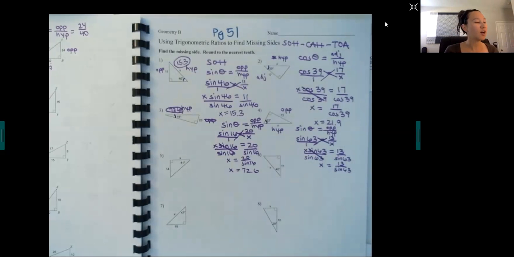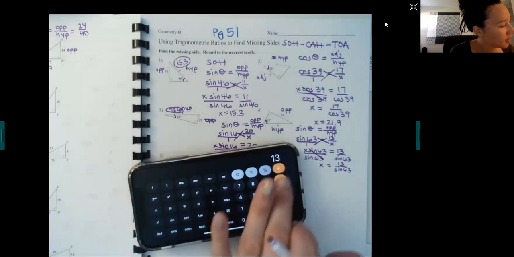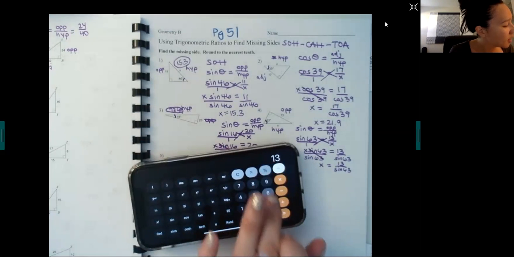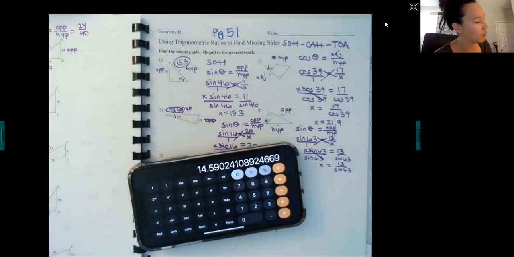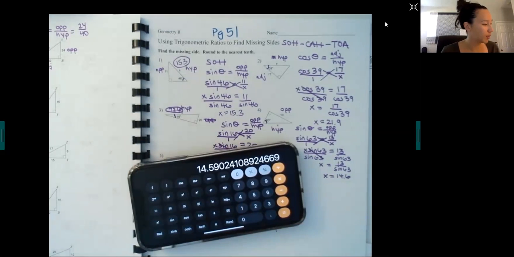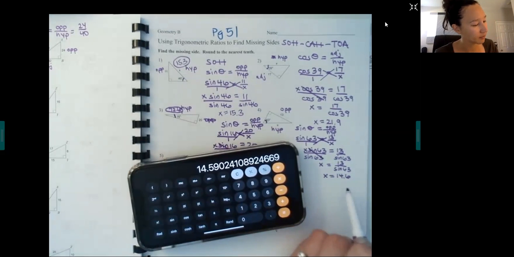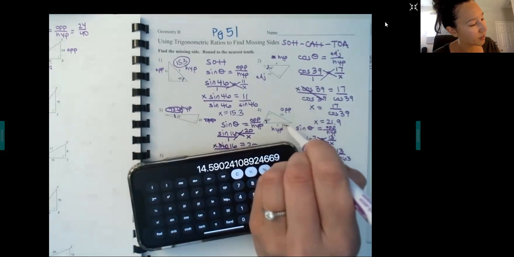And now you guys did all the hard part. Now we just have to put it in our calculator. So 13 divided by 63 times sine equals 14.59, which rounds to 14.6. So our hypotenuse right here, we know is 14.6.